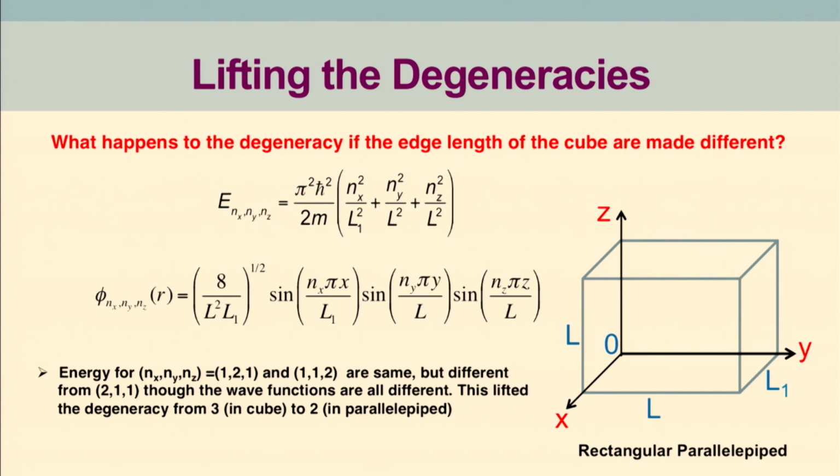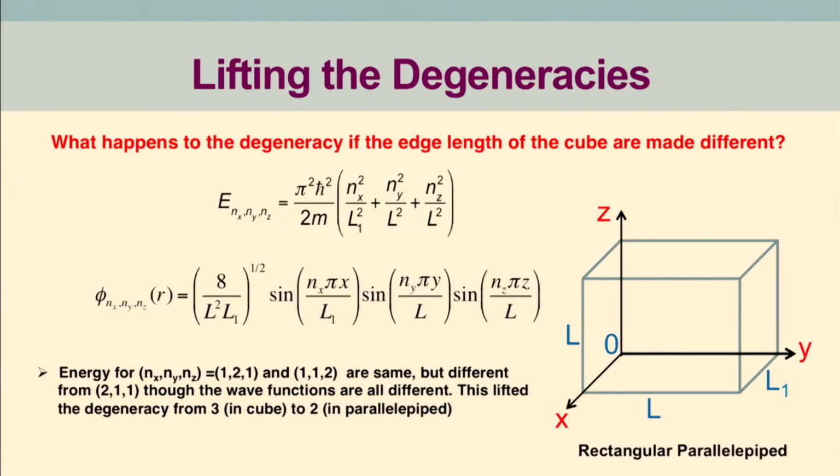However, the 2, 1, 1 combination of nx, ny, and nz will give me a different energy, which means that the threefold degeneracy that I got in the cubic case is now lifted, and it actually split into two different cases. One is two-fold degenerate, the other one is non-degenerate. So the threefold degeneracy is lifted to two-fold degeneracy in this particular case.